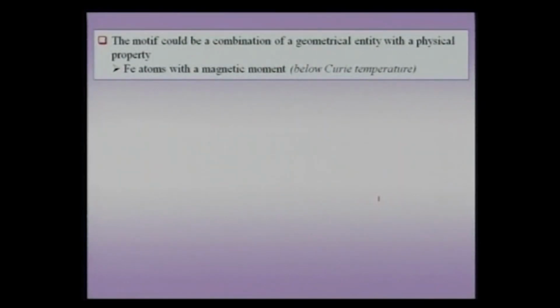And I had also pointed out that we could have a case wherein a motif could be a combination of a geometrical entity and a physical property. For instance, iron atoms with a magnetic moment below the Curie temperature would have, of course, atomic positions. In addition, each atom would have a magnetization vector which, within a domain inside the material, would typically be aligned. So now I can describe the crystal in terms of the atomic positions, but additionally I could take into account these magnetic moments and describe these crystals.